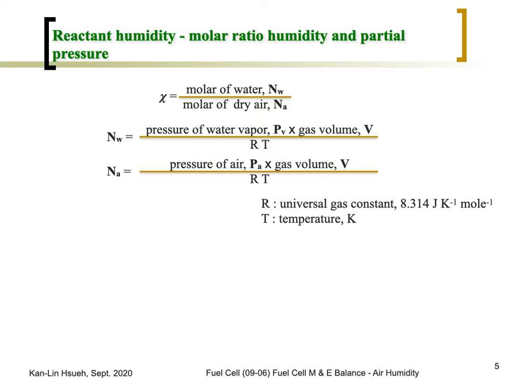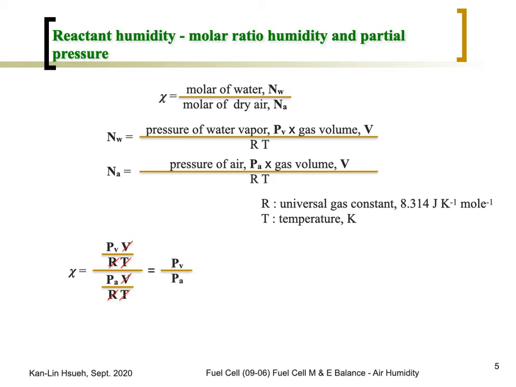So the gas volume, maybe you can consider it as a molar volume, but it doesn't matter because over here it will cancel out for a given volume. So over here the Xi equals the moles of water divided by the moles of dry air, and we substitute those with PV divided by RT. Then for the water and the dry air, the V over RT cancel out each other.